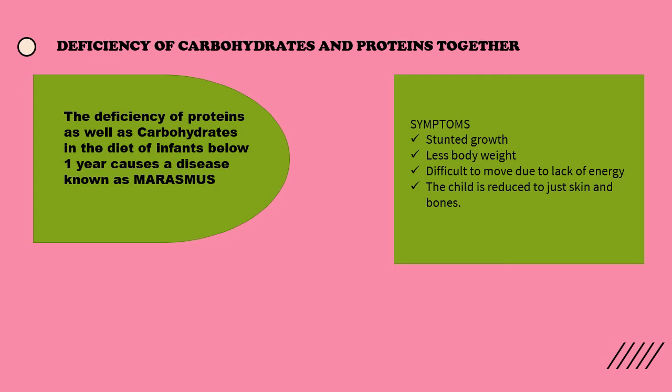After 1 year, it won't develop much if they are including carbohydrates in their diet. The symptoms are stunted growth, less body weight, and difficulty to move due to lack of energy. The child is reduced to just skin and bones. Fleshy skin won't be there in this case because you are not including carbohydrates and proteins in your diet.